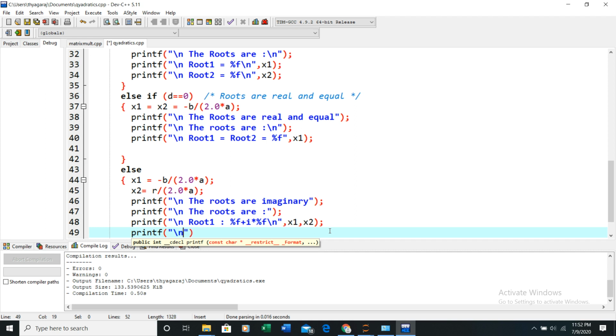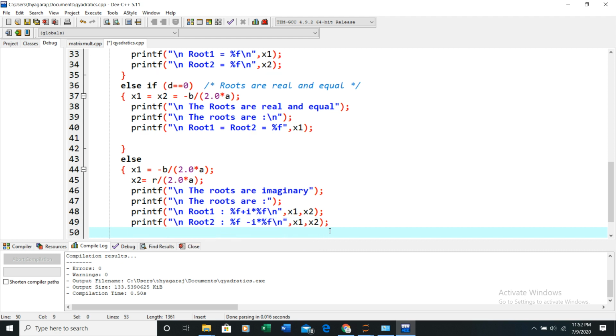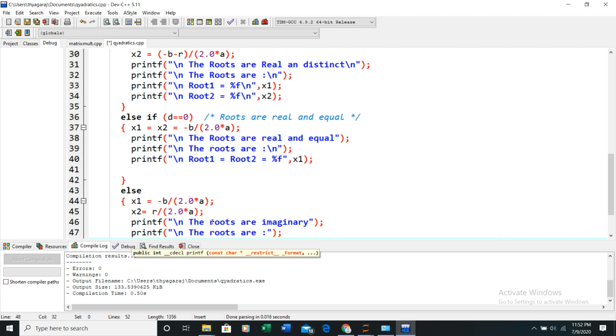printf slash n, root 2 percentage f minus I star percentage f slash n, comma x1 comma x2. Okay, then this is the imaginary part.